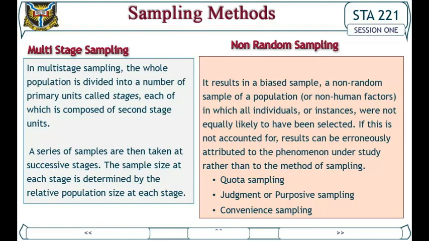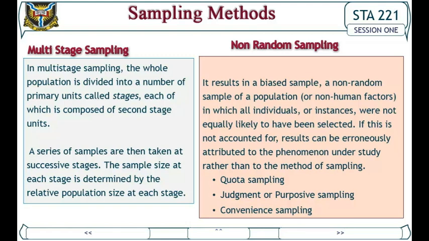Multistage sampling. In multistage sampling, the whole population is divided into a number of primary units called stages, each of which is composed of second stage units. A series of samples are then taken at successive stages. The sample size at each stage is determined by the relative population size at each stage.